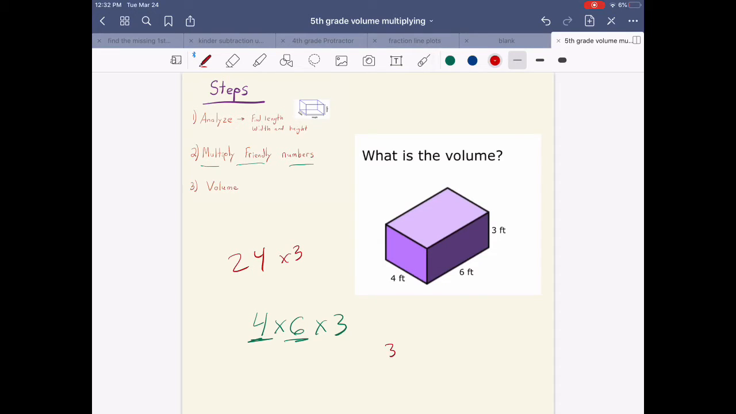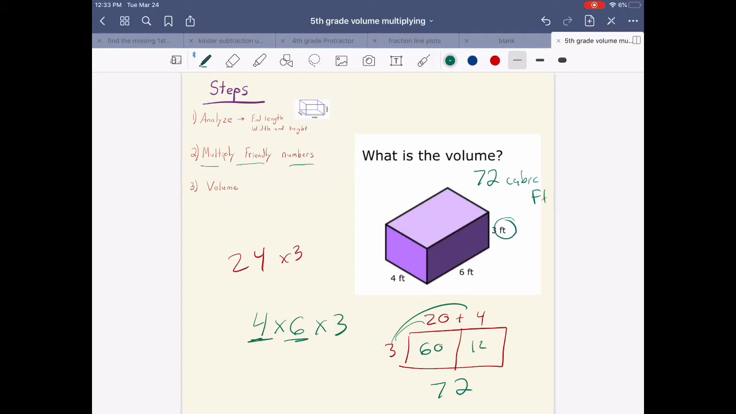Now Mr. Green, he likes the area model. You can use whatever model you want. I'm just going to be using the area model because that's my jam right there. I love the area model. 20 times 3 is 60. 3 times 4 is 12. And when you add that up, you get 72. So the volume of this rectangular prism is 72 cubic feet because it's measuring in feet. Pretty cool, huh? All right. So that was step 3.